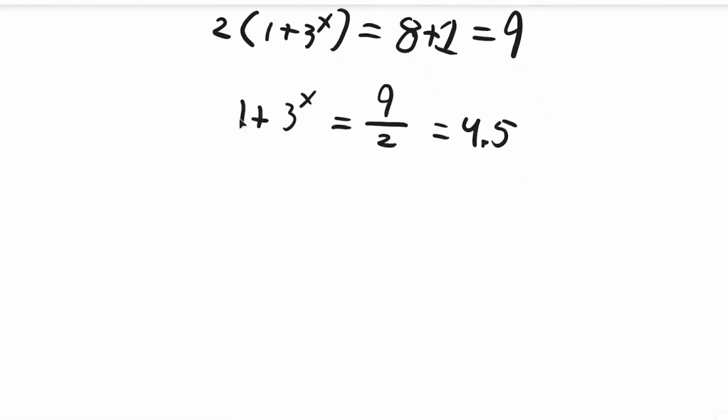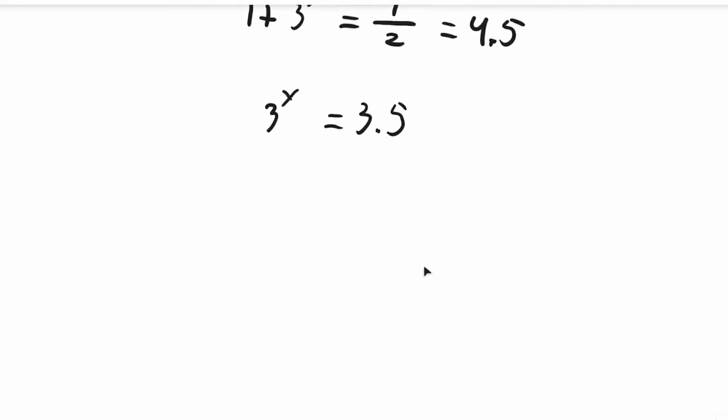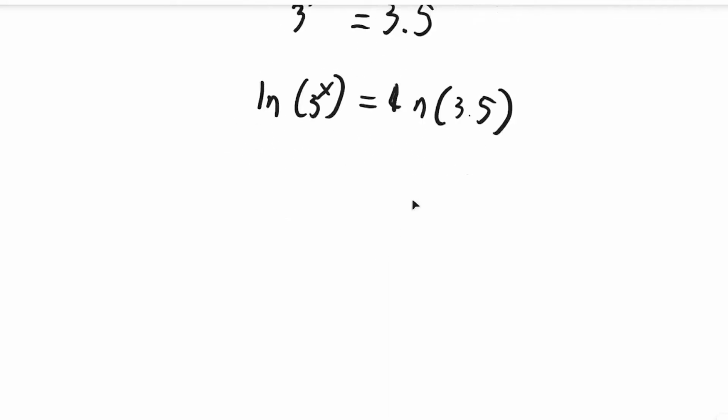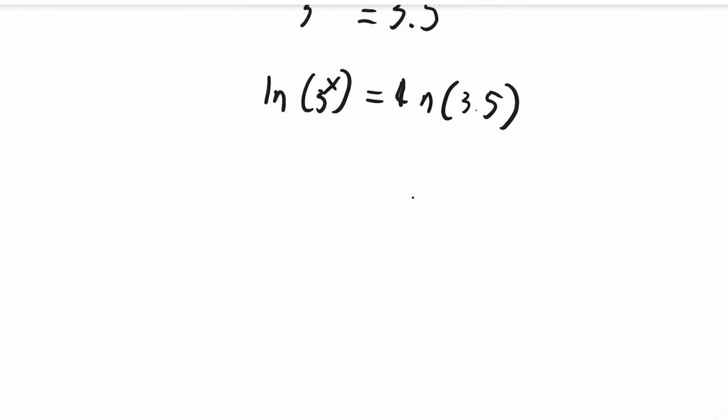And again, we have plus 1 here, so we can subtract 1 on both sides. So 3 to the x equals 3.5, because I subtracted 1 from here. And again, we can take the logarithm on both sides. ln 3 to the x equals ln 3.5. And we use the same logarithm rule as we used before. So this is the same as x times ln 3 equals ln 3.5.